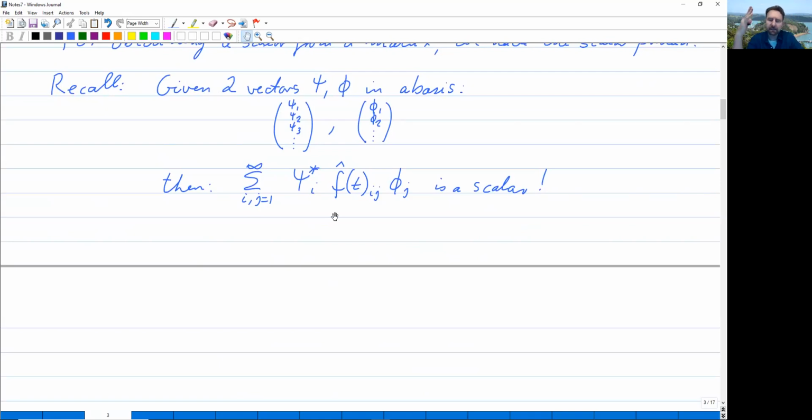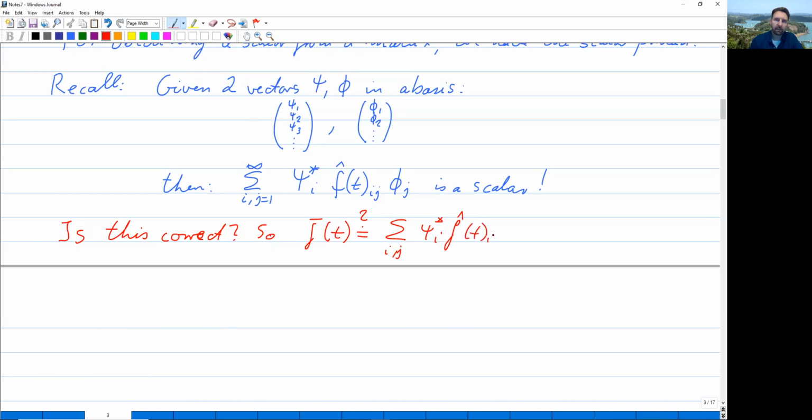So that would be the idea. But could this possibly be right? The answer is, well, is this correct? Do we have that f bar of t is, let's put a question mark over this, simply the sum over i, j of psi star i, f hat of t i j, phi j? Is that how we get predictions? The answer is no.